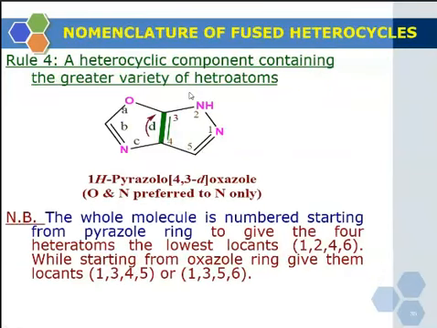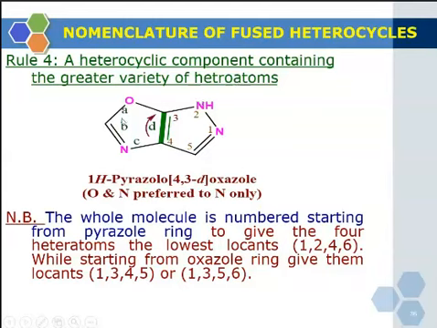Next is rule number 4. A heterocyclic compound or component containing the greater variety of heteroatoms. When we see a structure like this, here also heteroatoms are there, here also heteroatoms are there. Here we can see a larger variety is present, that is oxygen and nitrogen, whereas in this system only 2 nitrogen atoms are present as heteroatoms in the heterocyclic ring. So this ring will become the parent chain and this will become the substituent.